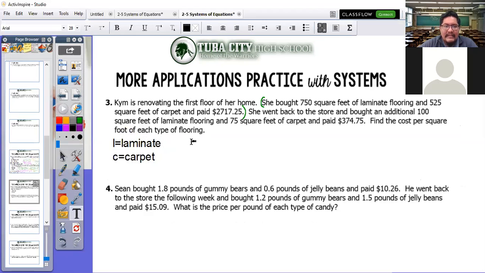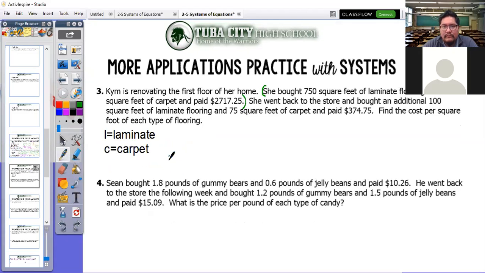All right, so we identified our variables. Let's go ahead and put our equations together. Let's see, the first statement says 750 of laminate plus 525 of carpet equals $2,717.25. And it says here she went back to the store and bought even more stuff.